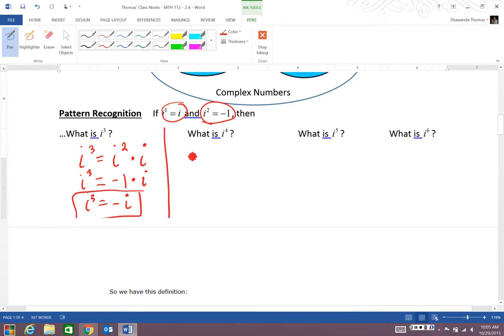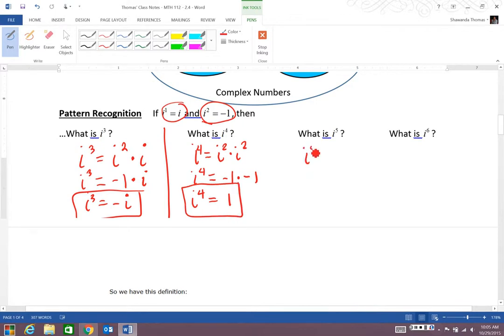Alright, if I wanted to split up i to the 4th, you could split it up however you want, but since I know what i squared is, I'm going to multiply i squared times i squared. So i to the 4th, since I know i squared equals negative 1, times a negative 1, i to the 4th must equal positive 1.